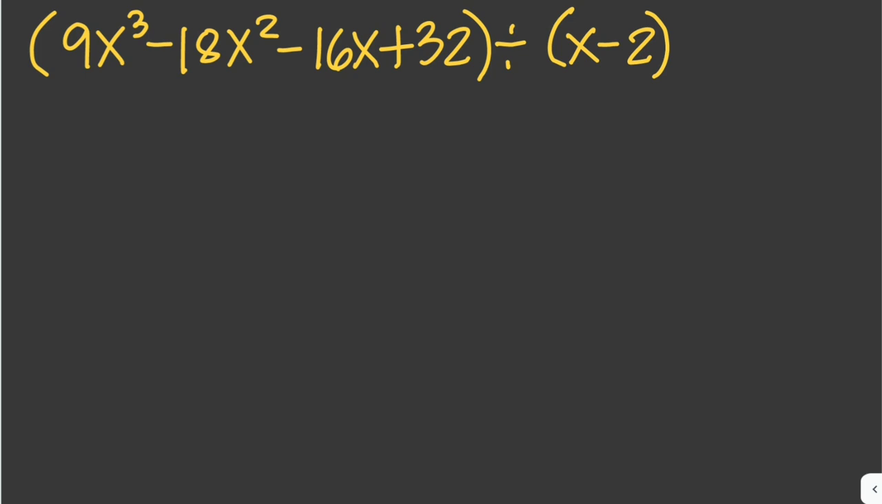Now let's solve another problem. We're given 9x cubed minus 18x squared minus 16x plus 32 divided by x minus 2. Now let's find the zero of our linear divisor, which is x minus 2. We just equate that to 0. Therefore, our zero is 2. So x is equal to 2.